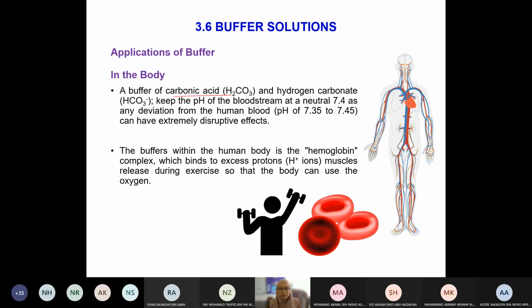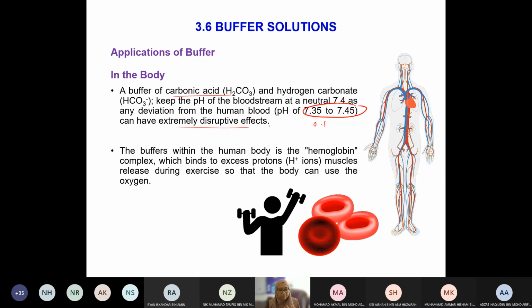Okay, keep the pH of the bloodstream at a neutral 7.4, as any deviation from the human blood pH range of 7.35 to 7.45 will be problematic. Maksudnya, this will be the range. You guys see the band is only 0.1. If somehow the blood pH is out of range, it can have an extremely disruptive effect. It will be very, very dangerous, guys.